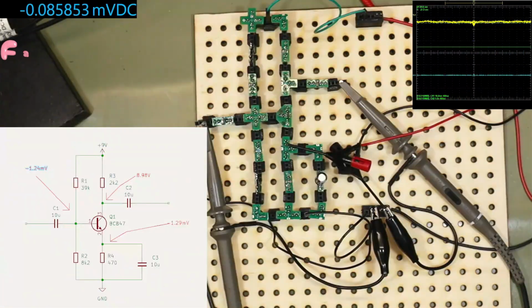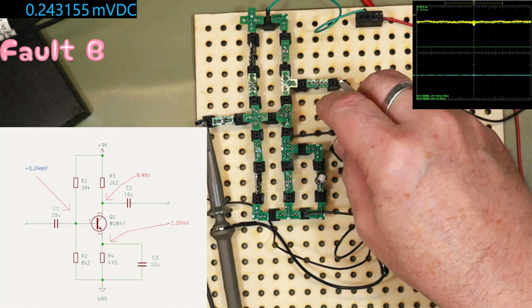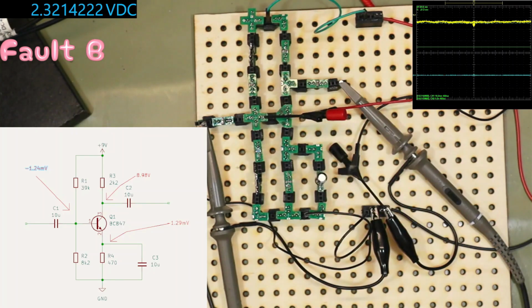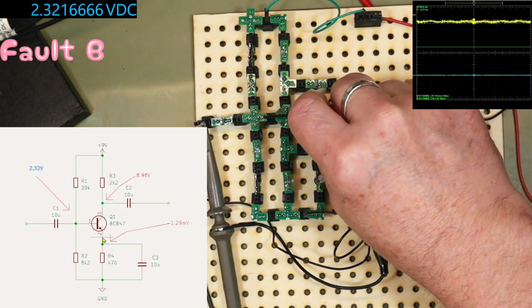So we now have fault B. So let's do our voltage checks. What have we got on the base? So we'll change that on there, 2.32. So what's on the collector?